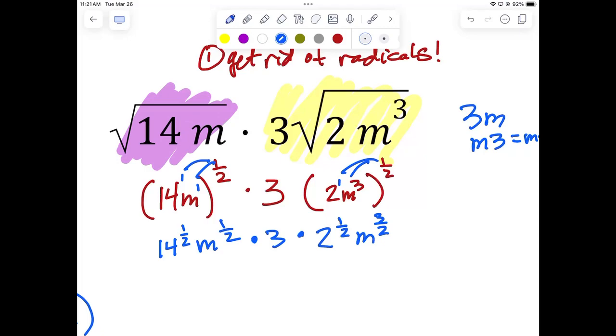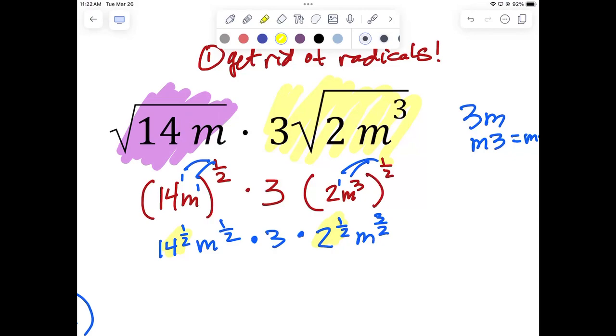All right, now I can simplify. Let's do our numbers first. 14 to the 1/2, that's the same thing as the square root of 14. Is the square root of 14 7? No, that's 14 times a half. We've got to be careful. 14 is not a perfect square, is it? No. What about 2 to the 1/2? Is that a perfect square? The square root of 2? But you know what we could do?